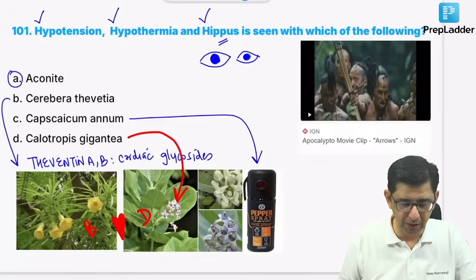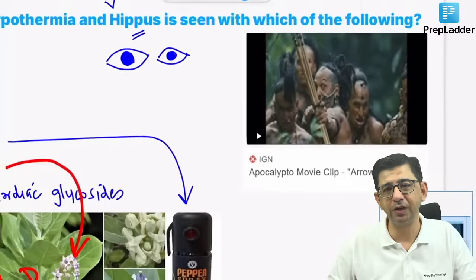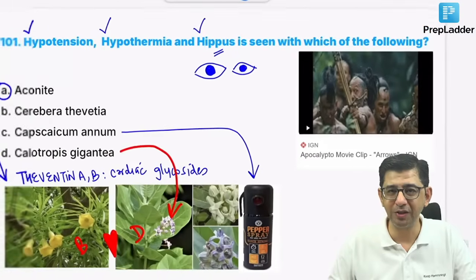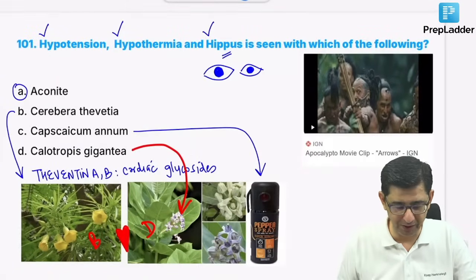Okay, yeah, homicidal agent, exactly. That is what I'm saying, that if you watch this movie, Apocalypto, you'll notice that they're using those poison arrows, with aconite root poison, to kill the opponents. Okay.